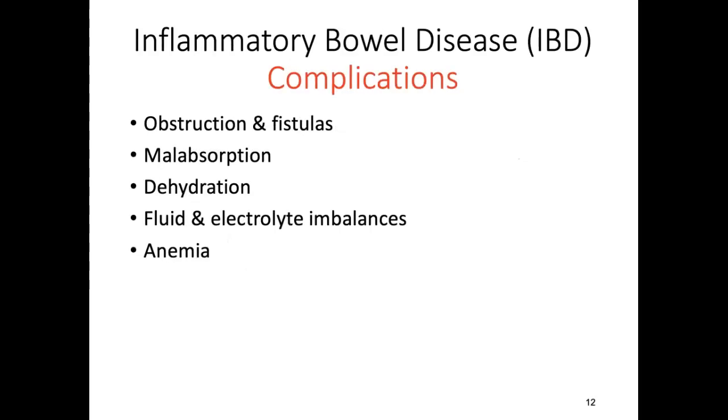So the complications of IBD in general between the two diseases are obstructions and fistulas. Fistulas are a boring or an ulceration through layers of skin, malabsorption, dehydration, fluid and electrolyte imbalances, and anemia from the bloody diarrhea.